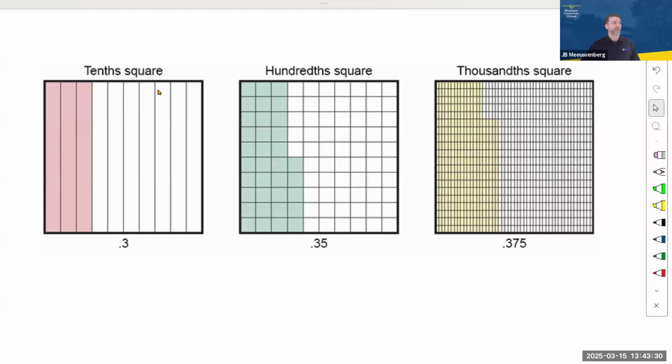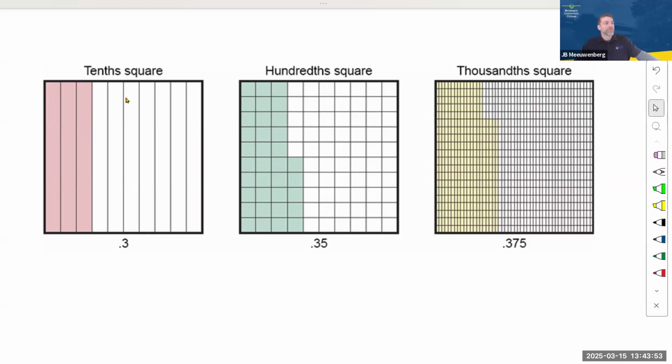So you can see that we have tenths squares, hundredths squares, and thousandths squares. The thousandths squares are a little more challenging to see, I think, just because the pieces are so small. But I think they make the point of dividing this square into a whole bunch of tiny little pieces.